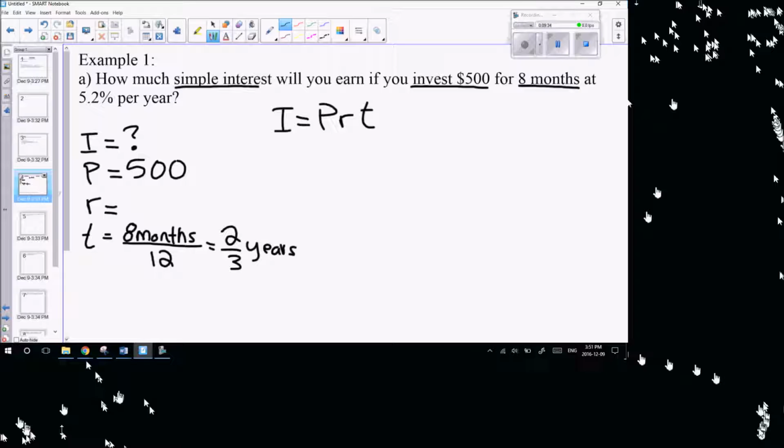Our last piece is our interest rate. It's given to us in a percentage, so 5.2% is how much interest we're earning. But remember, you can't plug a percentage into an equation. So we need to take our 5.2% and convert it into a decimal value. And remember, to convert percentages into decimals, we just divide by 100. So 5.2% divided by 100 gives us 0.052 as our interest rate.